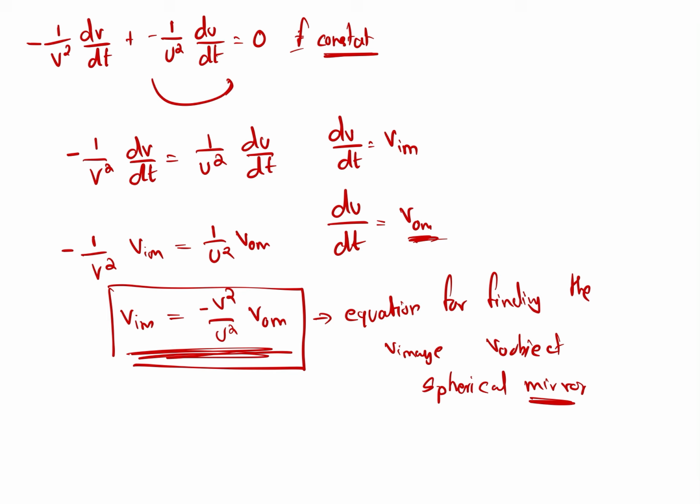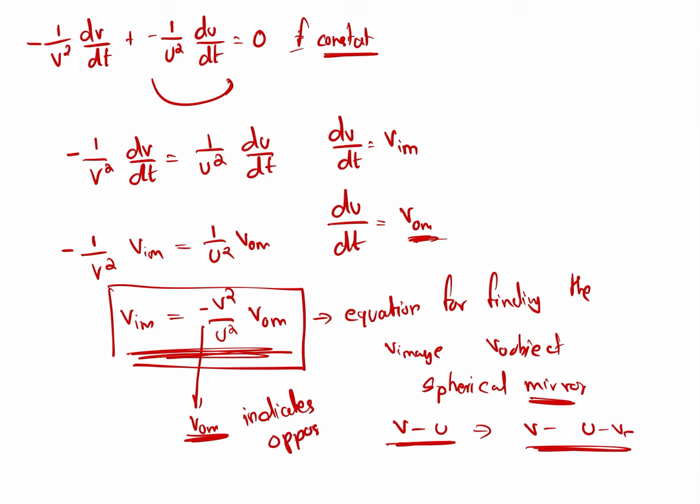Here, whatever sign we use for V and U, there will be no change, whether V is negative or U is negative. Since we are using the square terms, there will be literally no change in the velocity of the image and the velocity of the object. Also, we have to consider that the velocity of the image is opposite to that of the object. This negative sign indicates it is opposite in direction. That's what this is using.